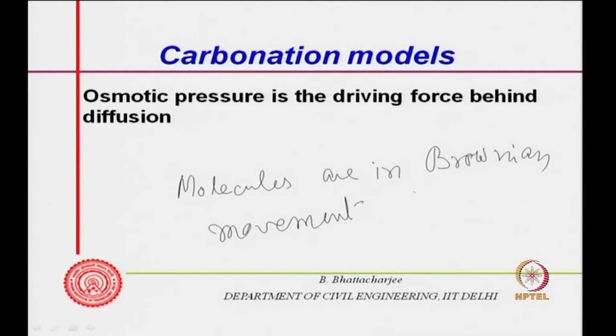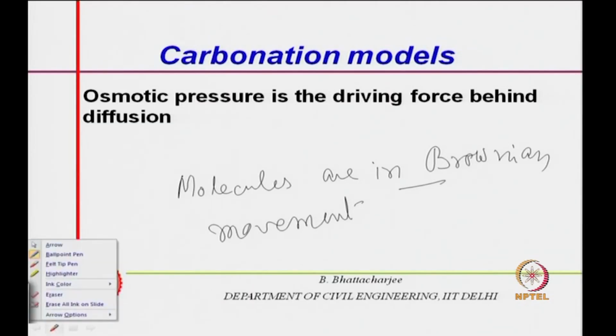So, outside carbon dioxide molecules will be in Brownian movement, and they collide with each other as long as concentrations are the same. But where the concentration is less, a carbon dioxide molecule will not be able to interact with the same molecule. So, what will happen? They will penetrate inside, they will jump.